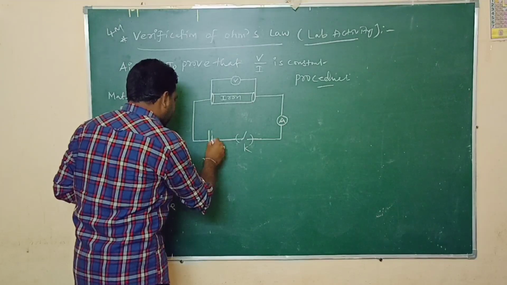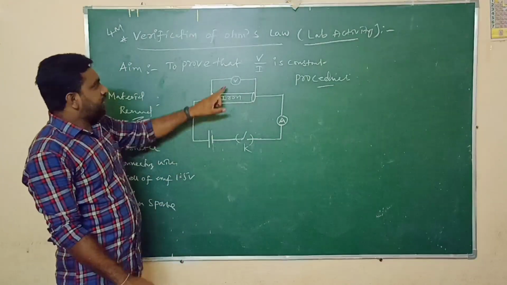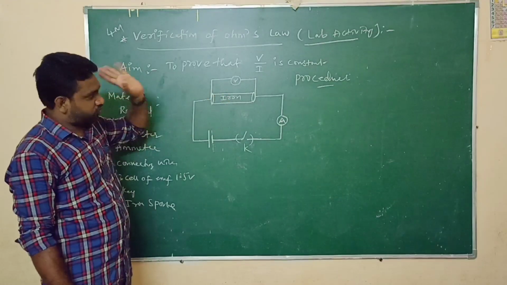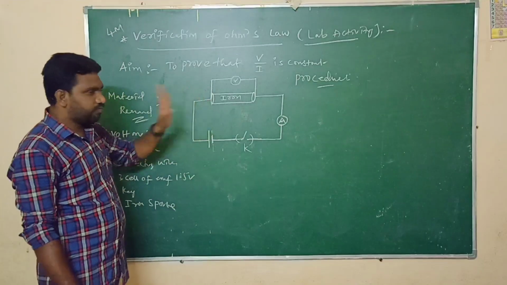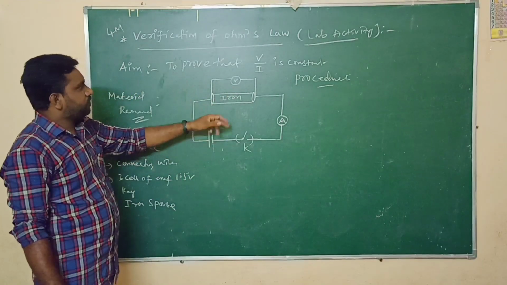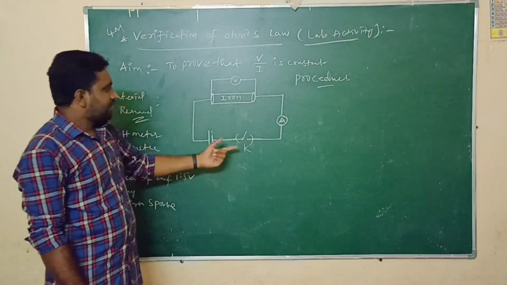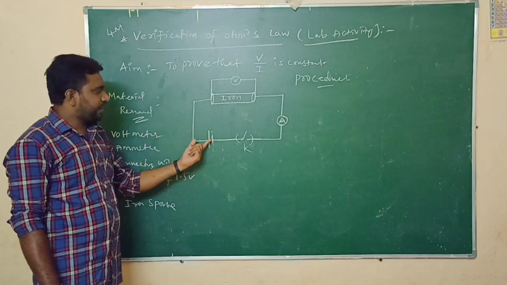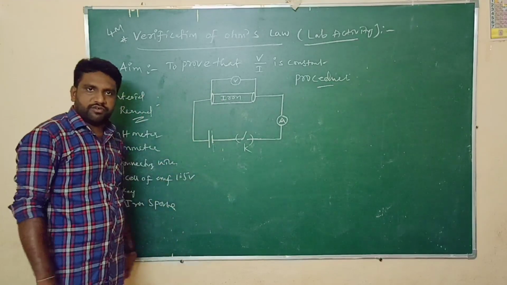What are the precautions we need to take here? First of all, the voltmeter should be connected in parallel. That is most important. The ammeter should be connected in series. This is also very, very important. All the wires should be connected to the iron spoke, with the voltmeter in parallel with respect to the iron spoke, the ammeter in series, and the switch connected to the negative terminal of the battery. In this way we should construct the electric circuit.